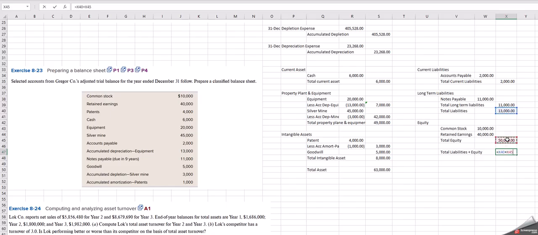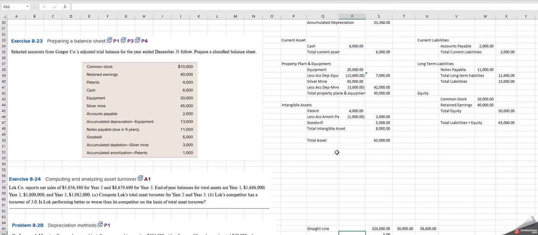So again, I think the real point of this one is to just show you all the different long-term assets and how they're kind of grouped. And they're always shown less of their either depreciation, depletion, or amortization. Okay, then our last one for this chapter is our asset turnover.